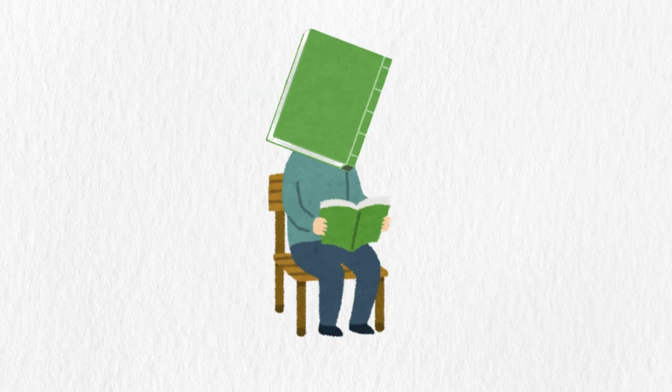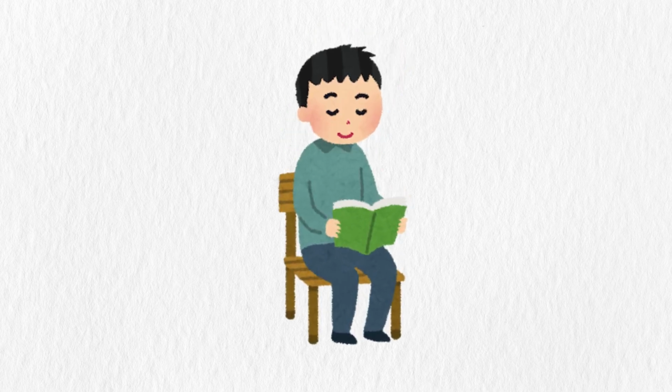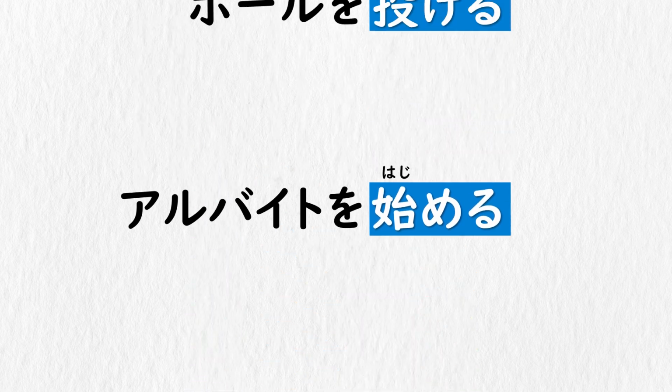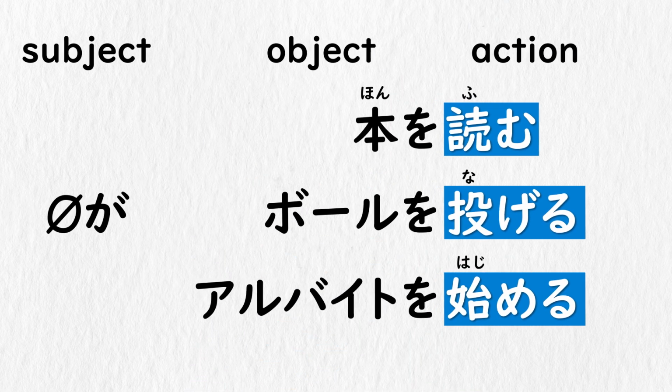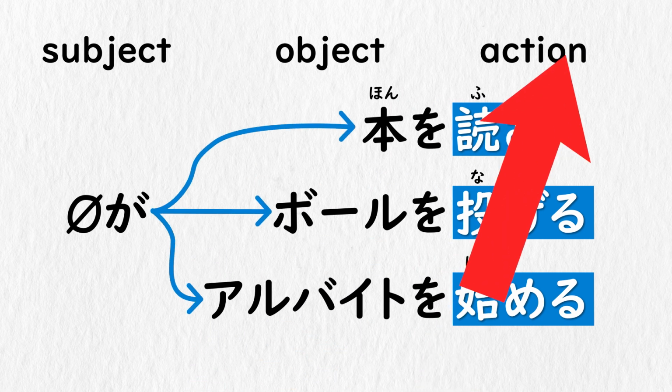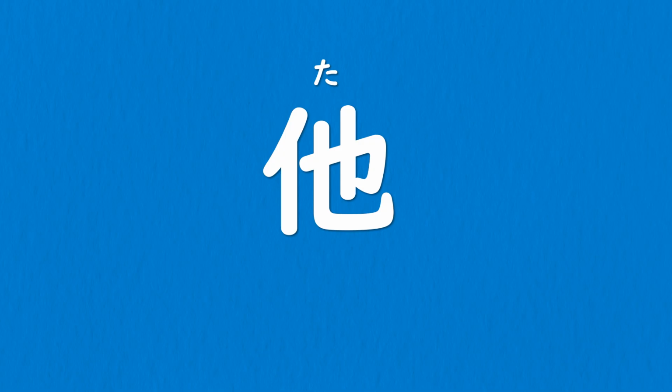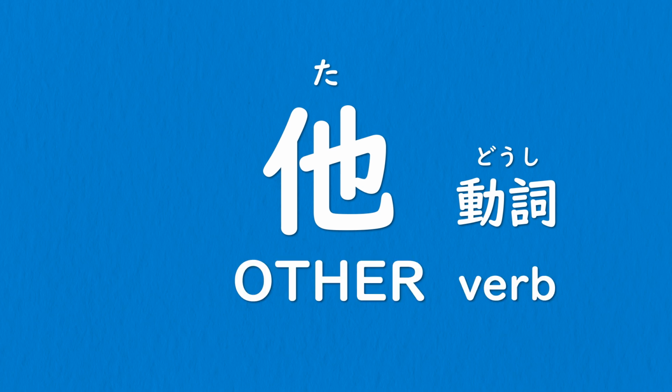The book isn't reading, someone is reading the book. The ball isn't throwing, someone is throwing the ball. That someone that is doing the action is the hidden zero ga from the first core grammar video linked up here. Since these verbs apply to other objects, they're called tadoushi, other verbs.